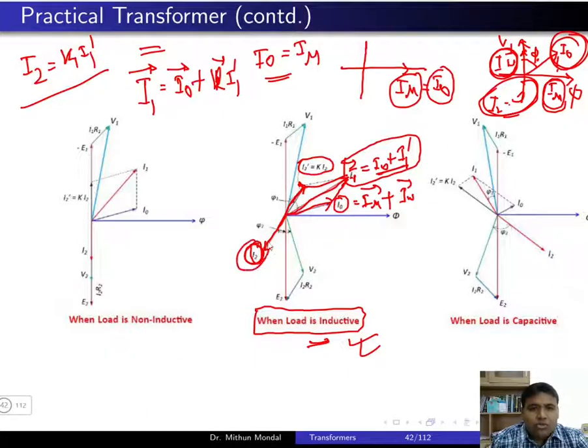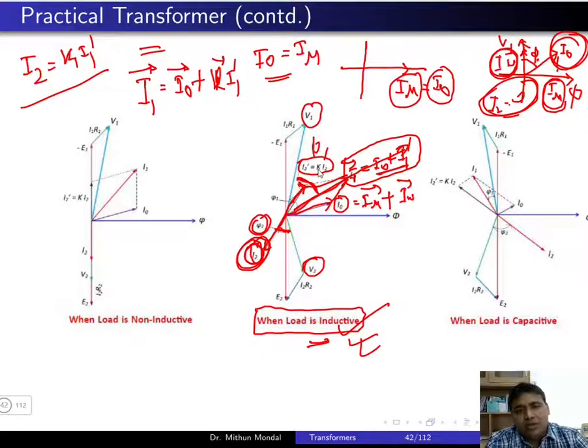Now I2 is lagging the voltage V2, that is the secondary voltage, by an angle of phi 2. So you have an angle phi 2 here, which is lagging due to the inductive load, and the voltage V1 is lagging the current I1. So this is your current I1, by an angle of phi 1. So here you have phi 1, and then we will try to find what is E1 dash and what is E2. So this we are going to find.